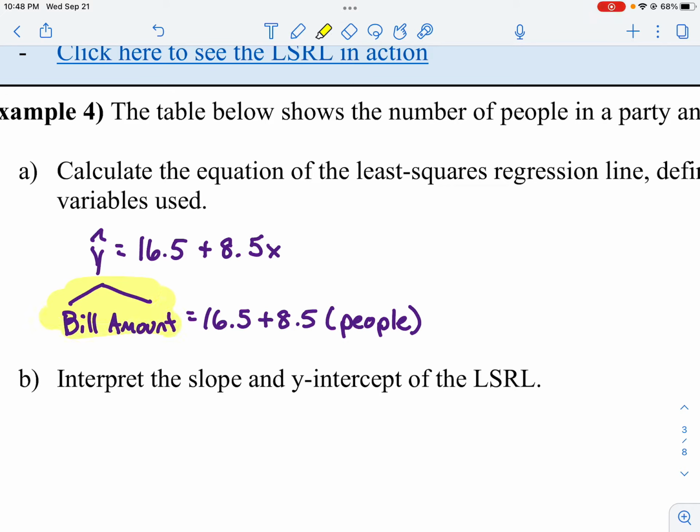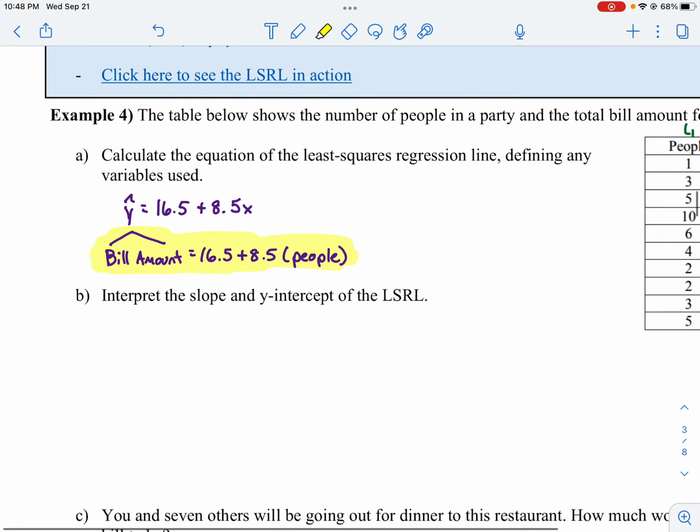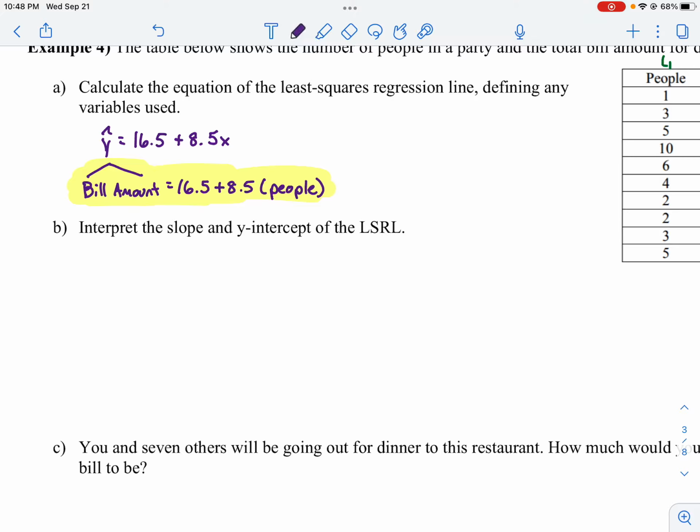Okay. So here is the equation of the least squares regression line. This is the line of best fit. That's all your calculator will give you. It won't give you a line that's not the best fit. So interpret the slope and the y-intercept.